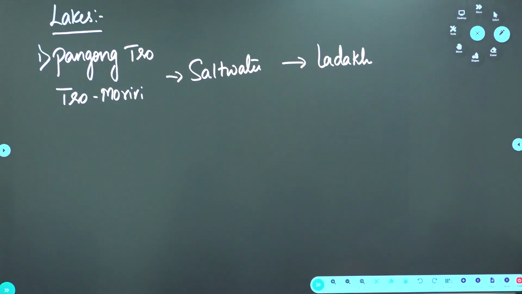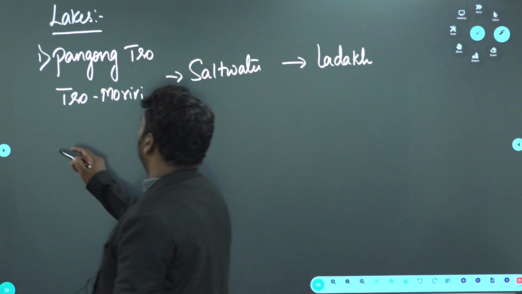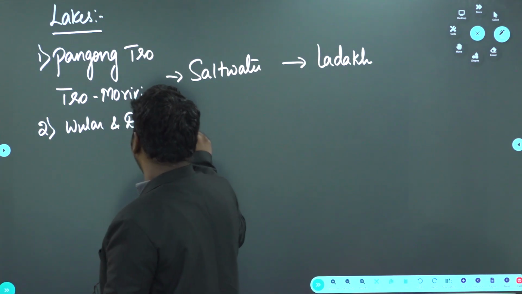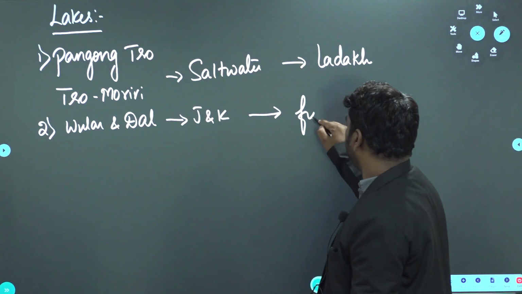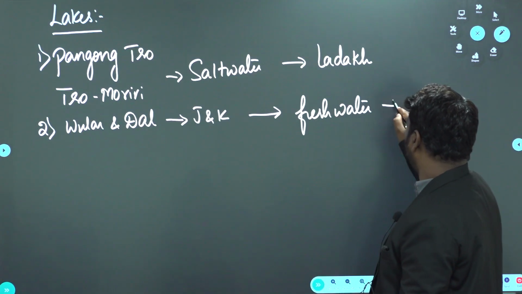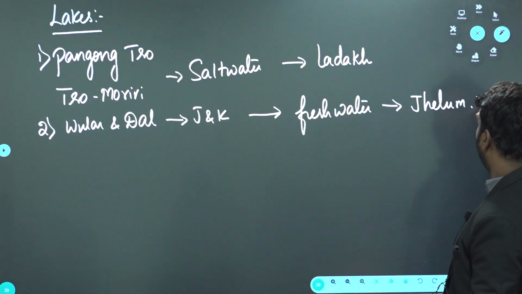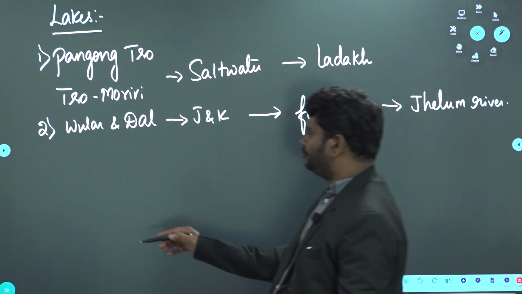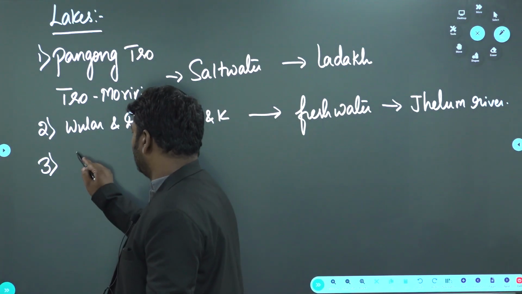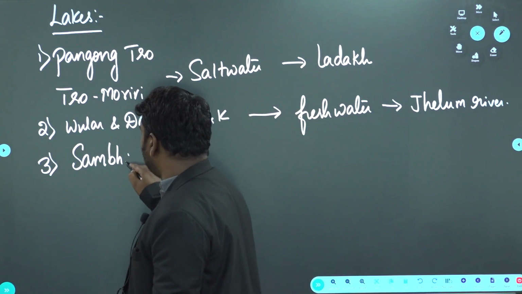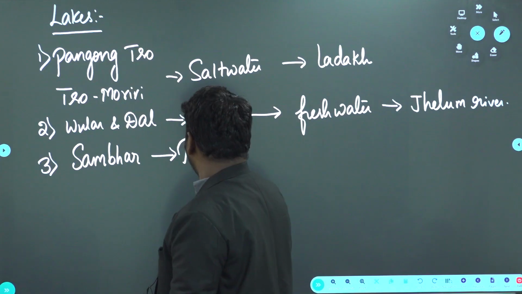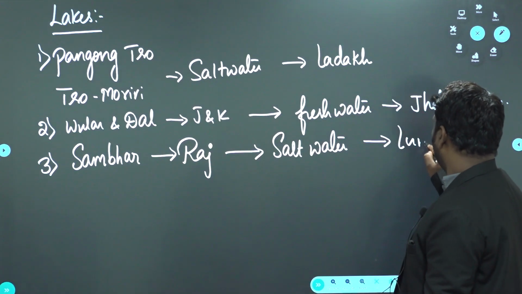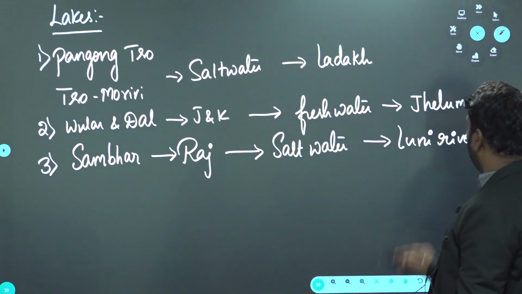Pangong Tso and Tso Moriri, saltwater lakes, Ladakh. Wular and Dal Lake, Jammu and Kashmir, freshwater lakes. Jhelum River flows. Sambhar Lake, Rajasthan, saltwater lake. Luni River flows.